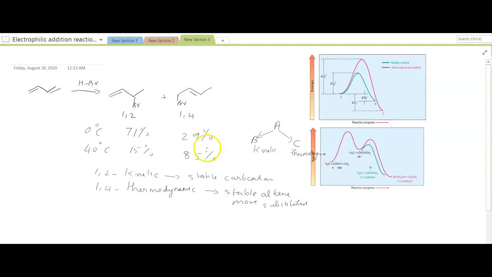Okay, so I hope you have understood the reasoning of how the temperature controls the major product of this reaction. Lower temperature results in the formation of a product which involves a more stable carbocation, and higher temperature results in the formation of a product which has a more substituted alkene, which is considered to be more stable.